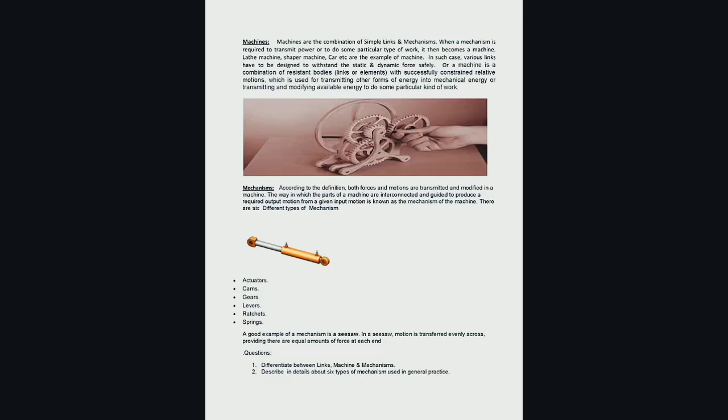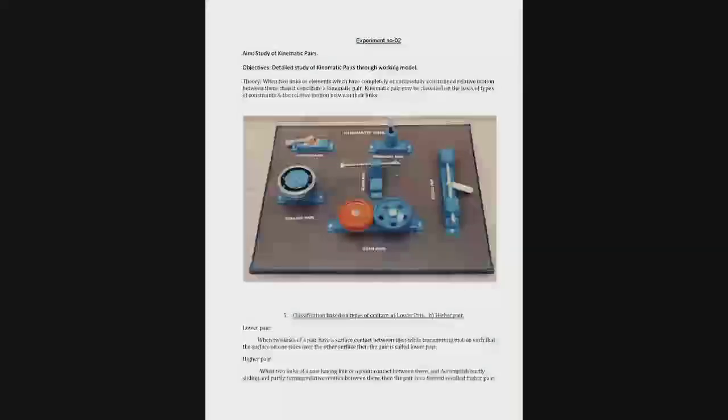Machines are the combination of simple links and mechanisms. When a mechanism is required to transmit power or to do some particular type of work, it then becomes a machine. Lathe machine, shaper machine, car etc. are examples of machine. In such case, various links have to be designed to withstand the static and dynamic force safely.